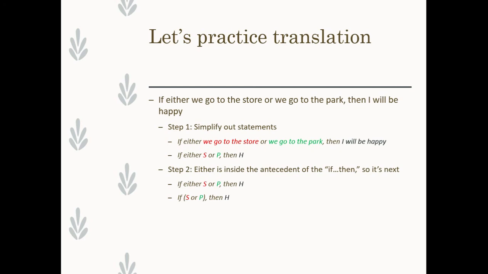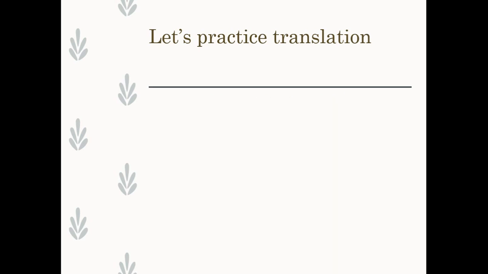And then finally, we got to deal with that if-then. Whatever follows if is your antecedent. So you're going to have S or P on the left side of the horseshoe. S or P, left side of the horseshoe, H. So it's S or P, horseshoe H. And then the final thing we have to deal with is that or in between S or P. And we're going to turn that into a wedge. S wedge P, horseshoe H. And that's it.